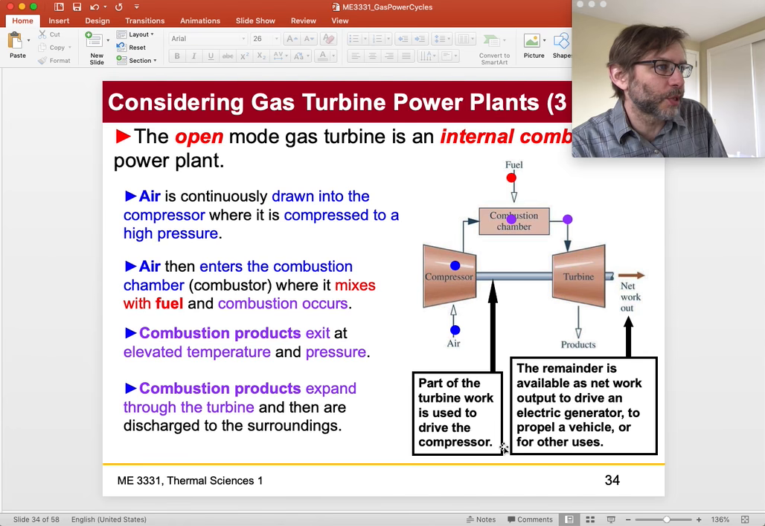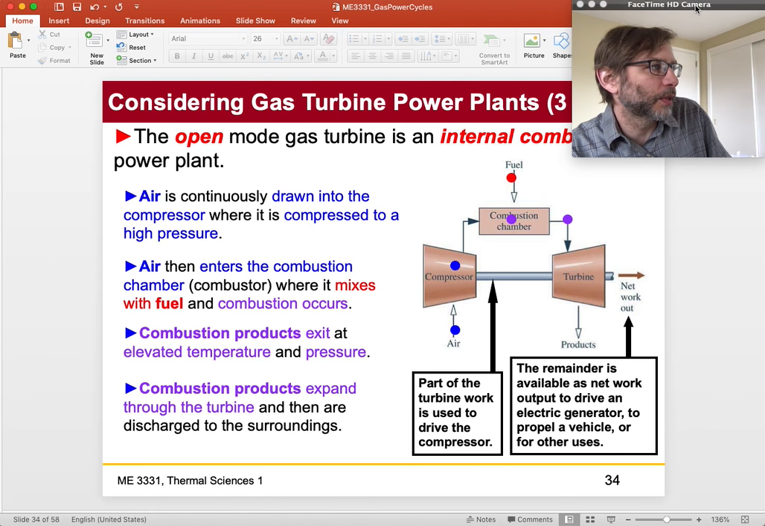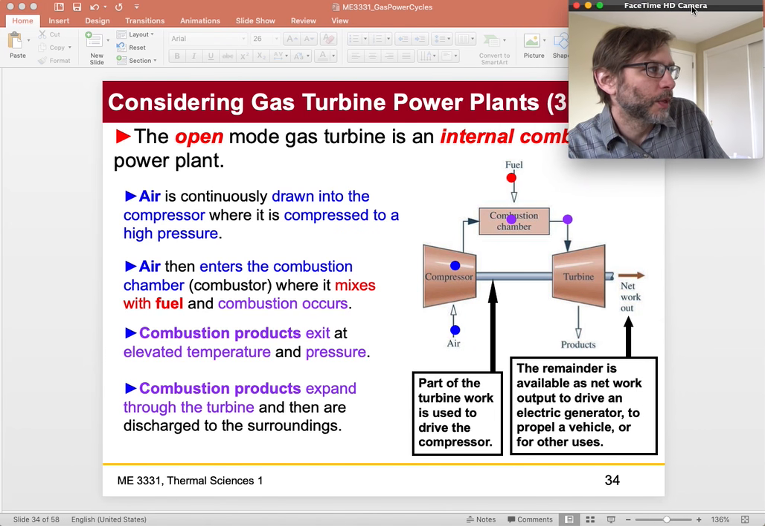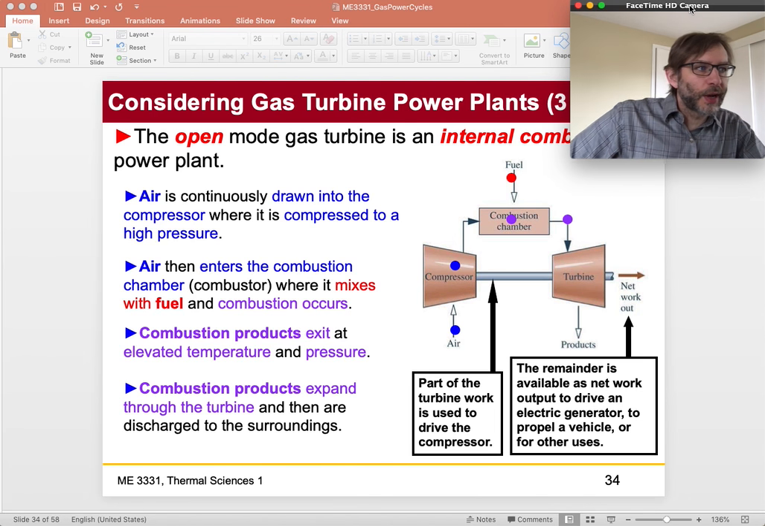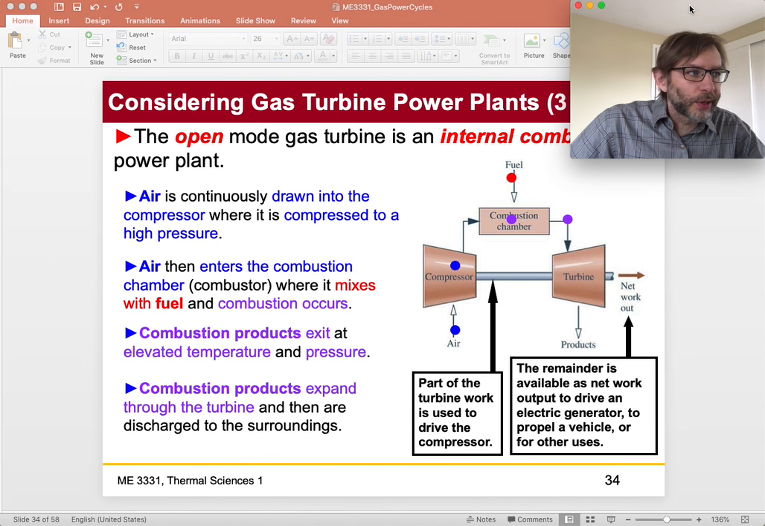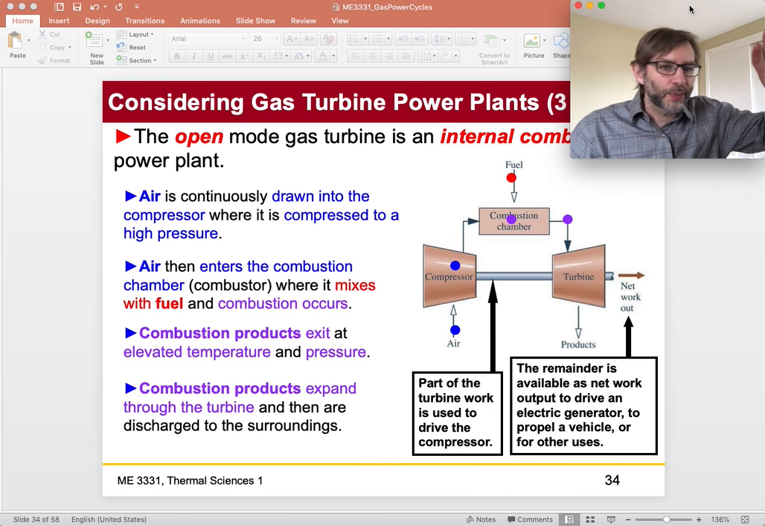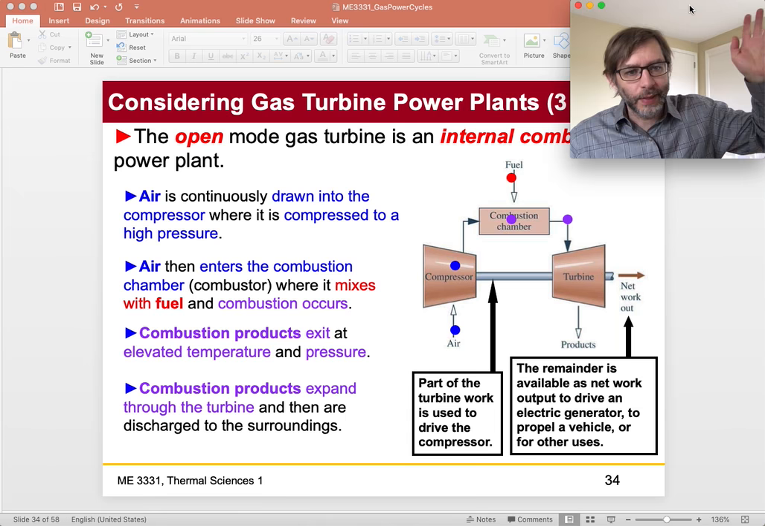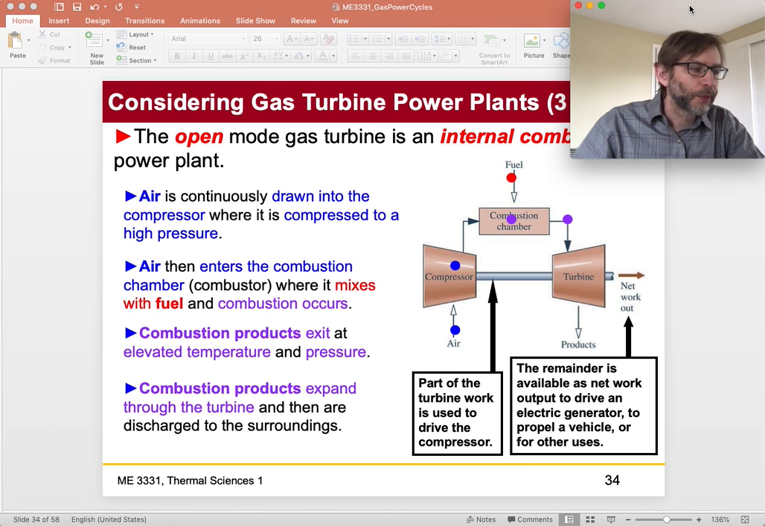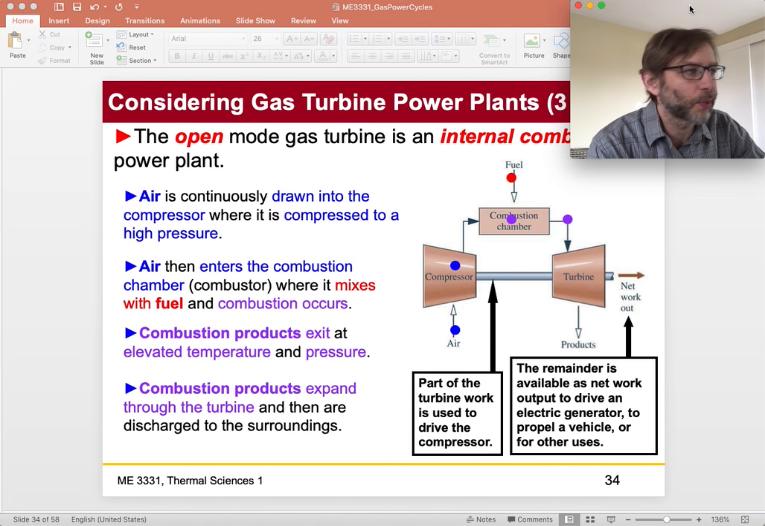Okay, so considering the gas turbine power plants, the open mode of the gas turbine is an internal combustion power plant. So air is continuously drawn into the compressor where it's compressed to a high pressure. And then air enters the combustion chamber where you mix with fuel and then combustion occurs. You have combustion products go into the turbine, they're hot, and they expand through the turbine and it comes out colder. Okay, so this is typically how a gas turbine works.